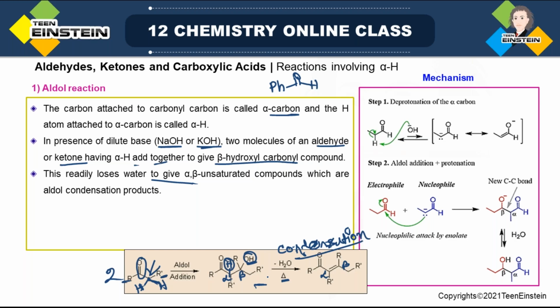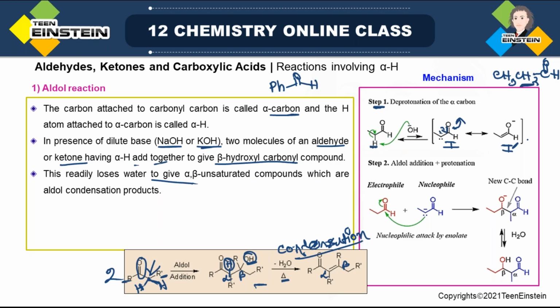Now if we look at the mechanism, the first step is deprotonation of the alpha carbon in the presence of base. So in the presence of HO minus base, here we have taken the molecule CH3CH2CHO, propanaldehyde. So this is the alpha carbon, and these two hydrogens are alpha hydrogens. This hydrogen is removed, and there is generation of a carbanion. Now this carbanion can undergo resonance and there is another structure possible. Suppose this is 1, this is 1 prime. Resonance sign is there. So these two are the resonance structures.